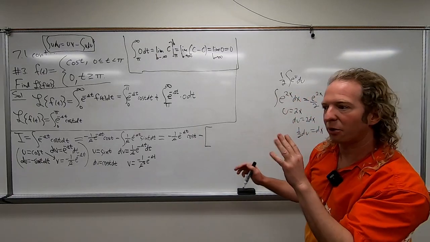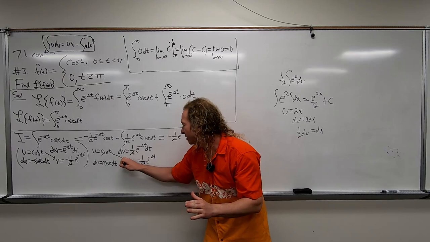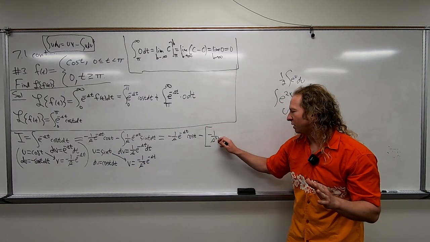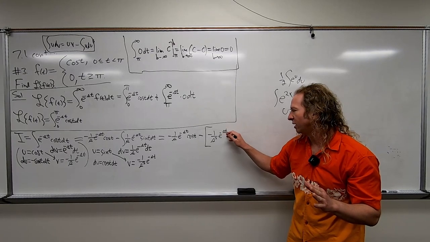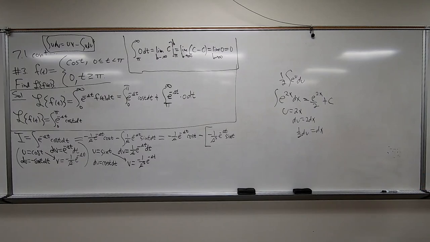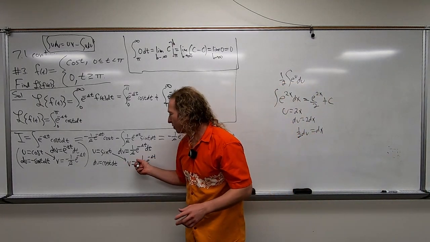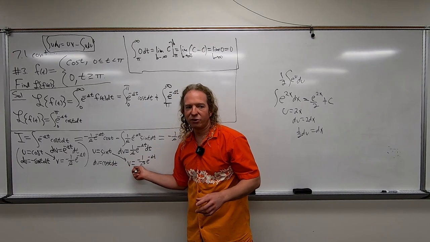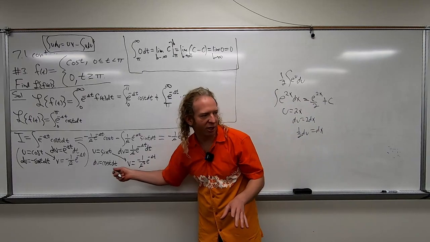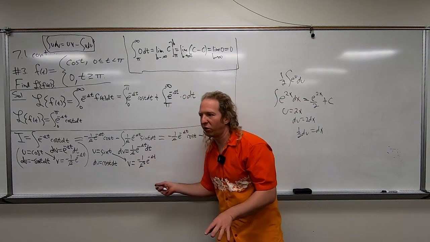So let's see. It's uv, so this times this. I'm going to put the e in the front, e to the negative st sine t. Minus the integral of v du. But there's already a minus here, so it should become plus. Because this is minus and then times these, so it'll be plus.